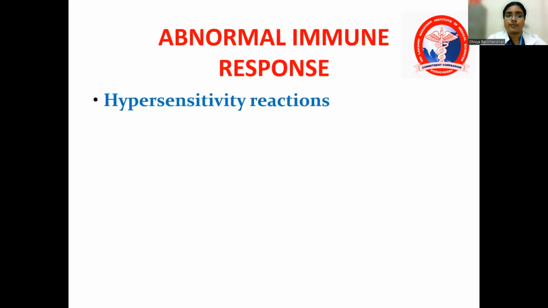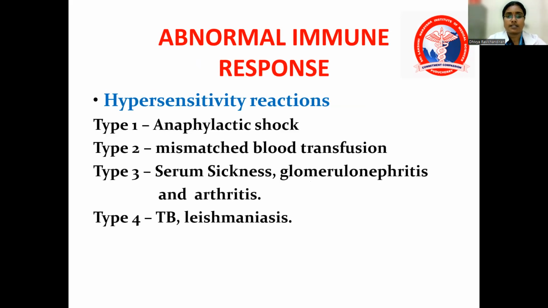Abnormal immune responses are called hypersensitivity reactions. There are four types of hypersensitivity reaction. Type 1 is anaphylactic shock, type 2 is mismatched blood transfusion, type 3 is due to serum sickness, which is seen in glomerulonephritis and arthritis. Type 4 is seen in TB and leishmaniasis.